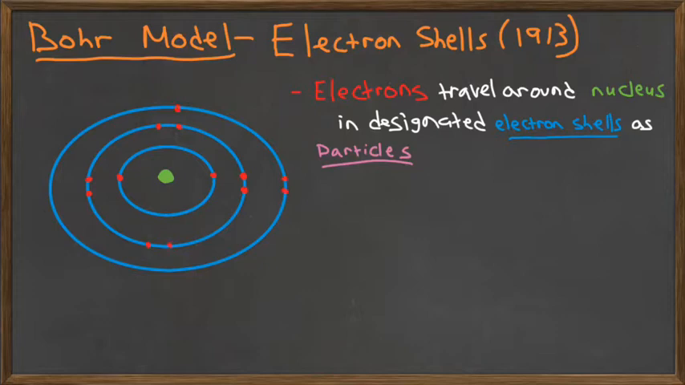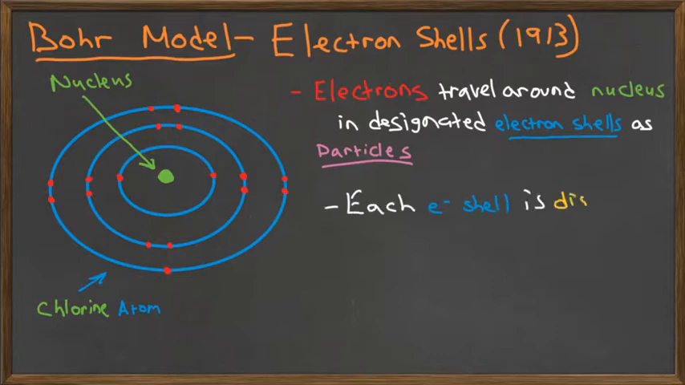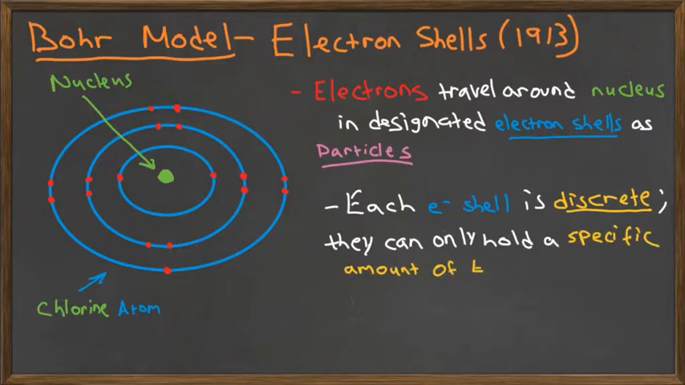So we still have the nucleus, still mostly empty space, but now we're noticing that the electrons are in electron shells around the nucleus. In this case, we have 3 shells. Each electron shell is discrete, which means it can only hold a specific amount of energy, no more, no less. So electrons can't be in between shells, can't be in this space here. They can either be in energy level 1 or energy level 2 or energy level 3 and so forth. There's no half energy level. So you're either in the energy level or you're not in the energy level.